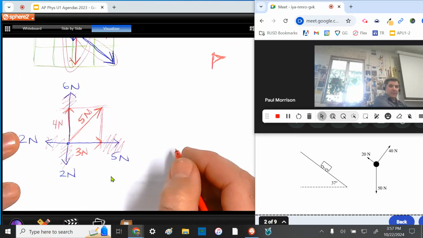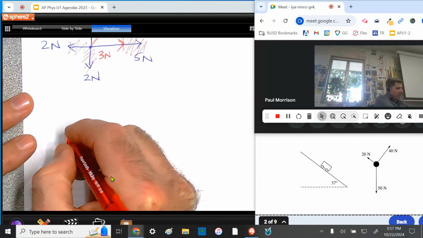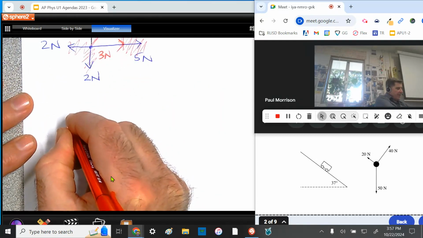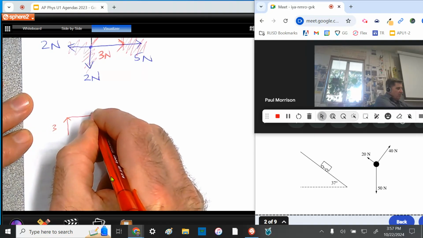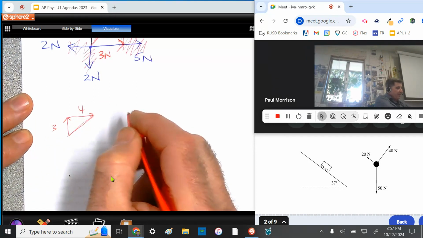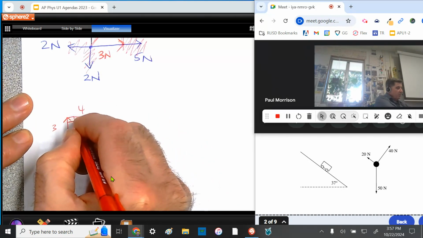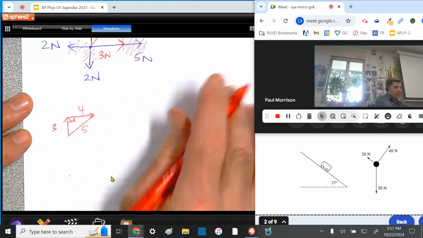So, for instance, if I have any triangle, and I say, okay, it goes this way 3, and then it goes this way 4, the beauty of that is that this will be a 5, a 3, 4, 5 triangle, and this will be a 90-degree angle. That's just one of those beautiful triangles.